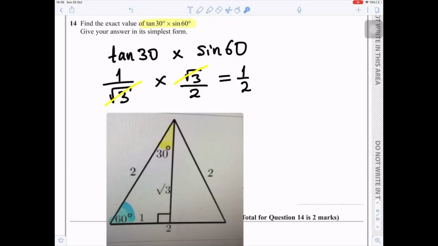So the important thing is to remember that triangle, an equilateral triangle, all the sides are 2, and then 60 degrees angle, and then from there you can work out tan 30 degrees and sine of 60 degrees.